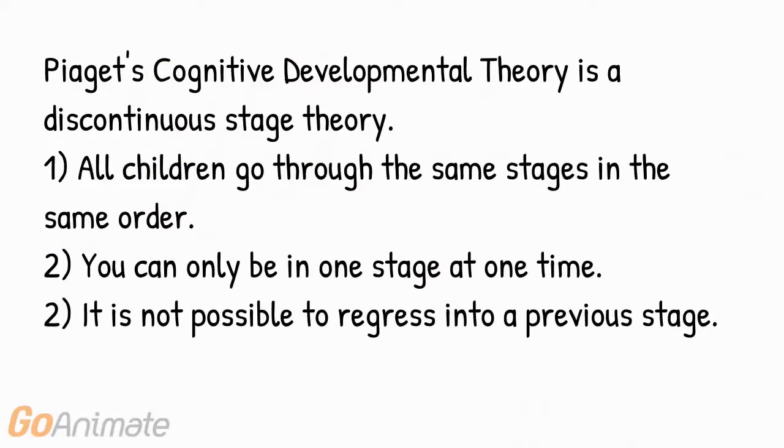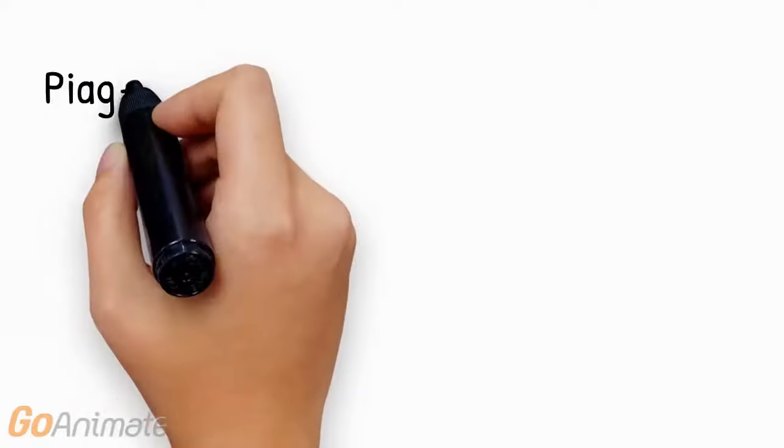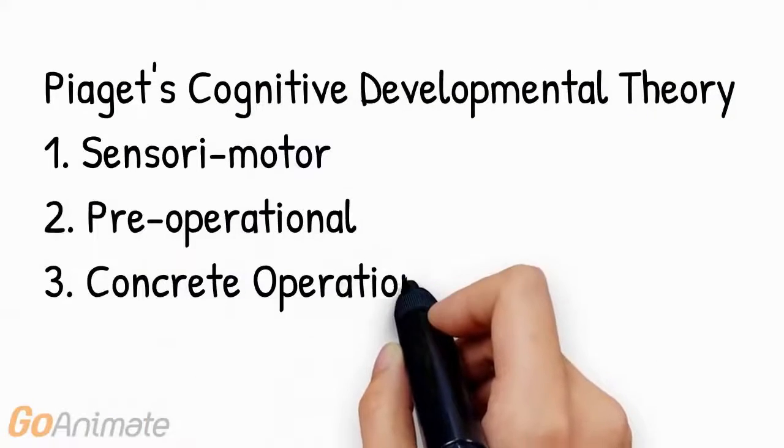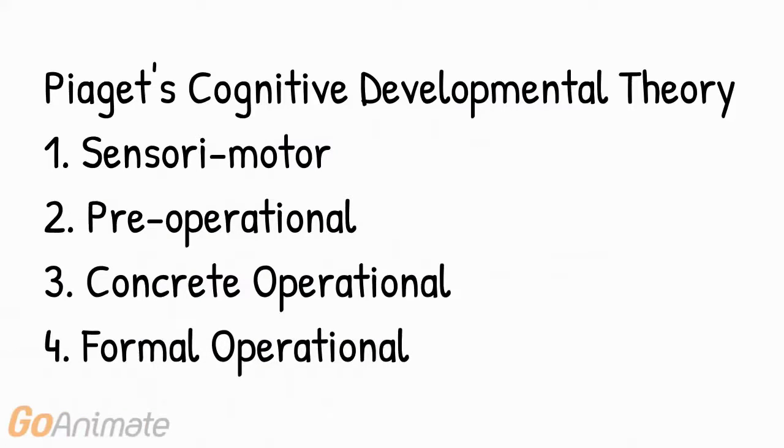Piaget's theory is a discontinuous stage theory, which means that all children go through the same stages in the same order. A child goes through one stage at a time, and a child cannot regress from one stage into a prior stage. The 4 stages of Piaget's cognitive developmental theory are stage 1, the sensory motor stage, stage 2, the pre-operational stage, stage 3, the concrete operational stage, and stage 4, the formal operational stage.